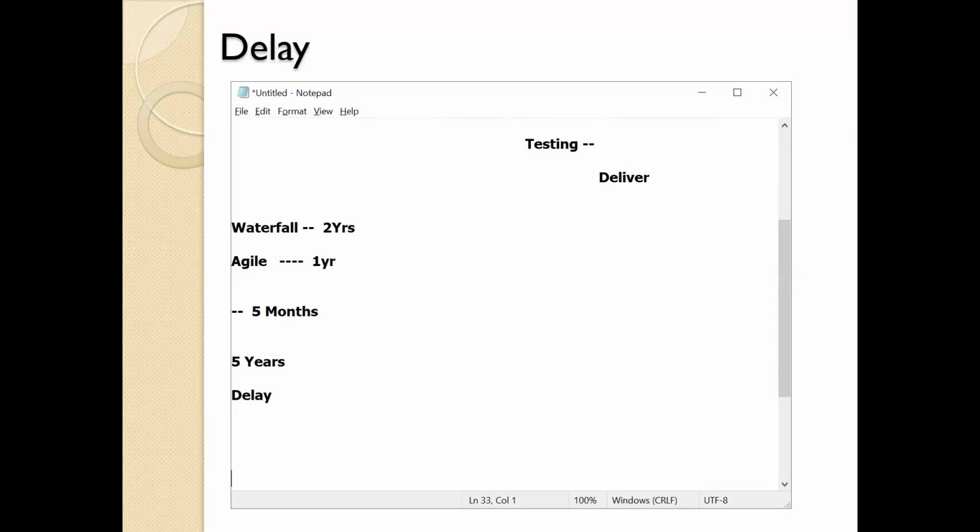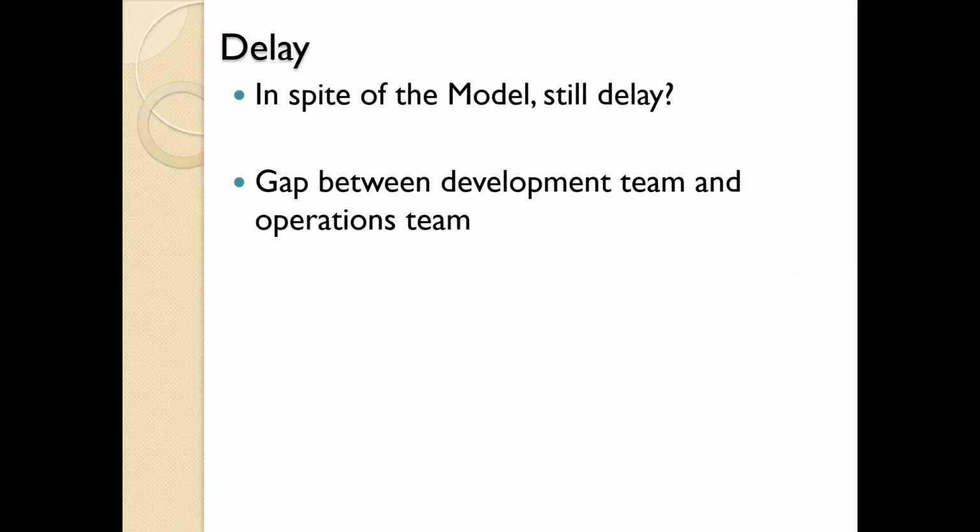Once they had done the research work, they came up with a statement. They have now understood the problem statement. In spite of any model the product development company is following, the reason for the delay in the software development lifecycle is the gap between the development team and the operations team. I understand. The delay is because of the gaps between the development team and operations team.